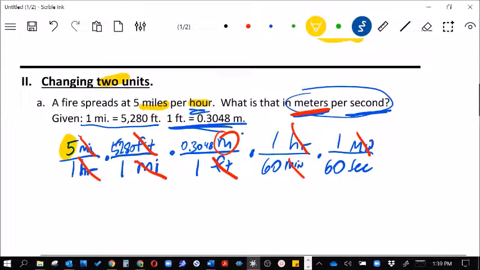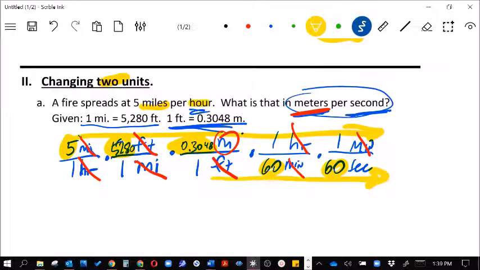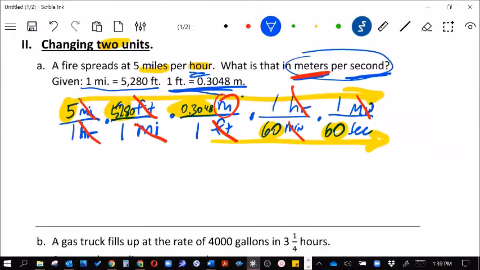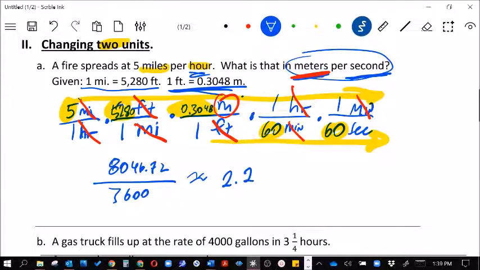So I am left here with a 5 times a 5280 times 0.3048. And on the bottom, a 60 times a 60. So I'm going to multiply across and then divide by the 3,600. And when I do that, I don't have the answer right now, so I'll use my calculator and do it. 5 times 5280 times 0.3048. So actually that comes to 8046.72. I'm going to divide that by the 60 times the 60. So I'll divide by 60 and divide by 60. And that's approximately 2.2352. And it's meters per second.